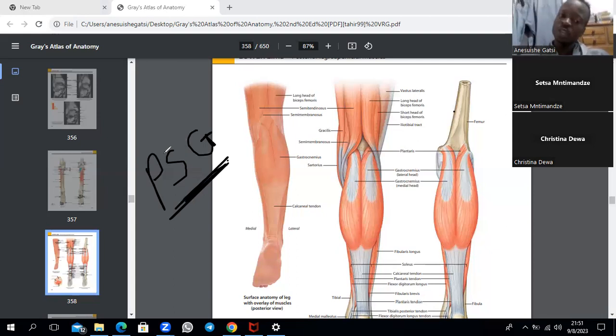Right. So we have plantaris. The S is the soleus. Then the G is the gastrocnemius, this muscle here, where I'm putting an X. This is the gastrocnemius. So gastrocnemius has a lateral head and a medial head. This is the muscle that I was saying forms the lower boundaries of the popliteal fossa. So gastrocnemius, lateral head, medial head.